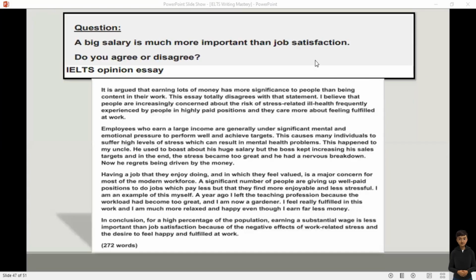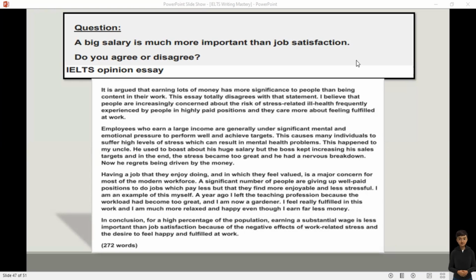All right, so now we are going to go ahead and discuss the sample band 9 essay, and we are going to do the analysis for the questions and how we are going to write it down, right? So let's dive further. So the question is the opinion essay. A big salary is much more important than job satisfaction. Do you agree or disagree?